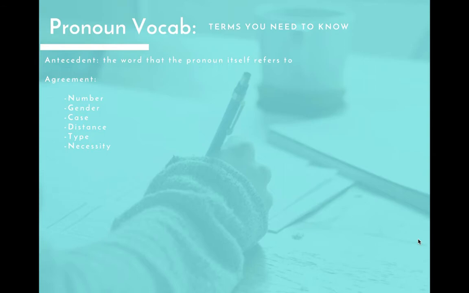It might be earlier in the sentence, or it might be in the previous sentence, or even the one before that. So make sure you know where to look for this important word, antecedent, as we go through the various pronoun categories. Other words that you need to know.